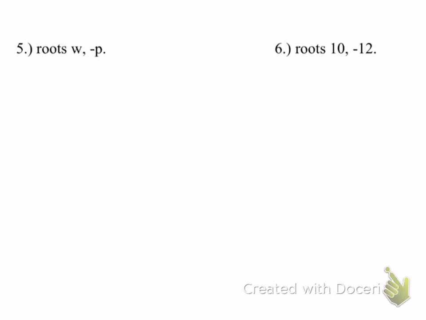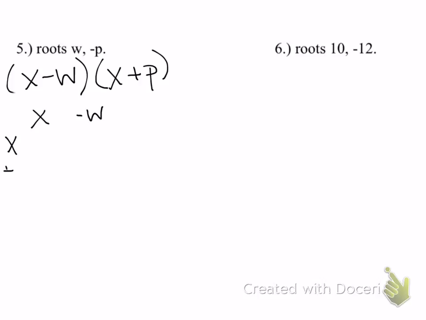So we have w and negative p, and oh boy, won't this be fun. So we've got just letter examples. So if we were to plug them in, we would have x minus w and x plus p. So now let's multiply. So we got x minus w, we got x plus p. Make it a little box.